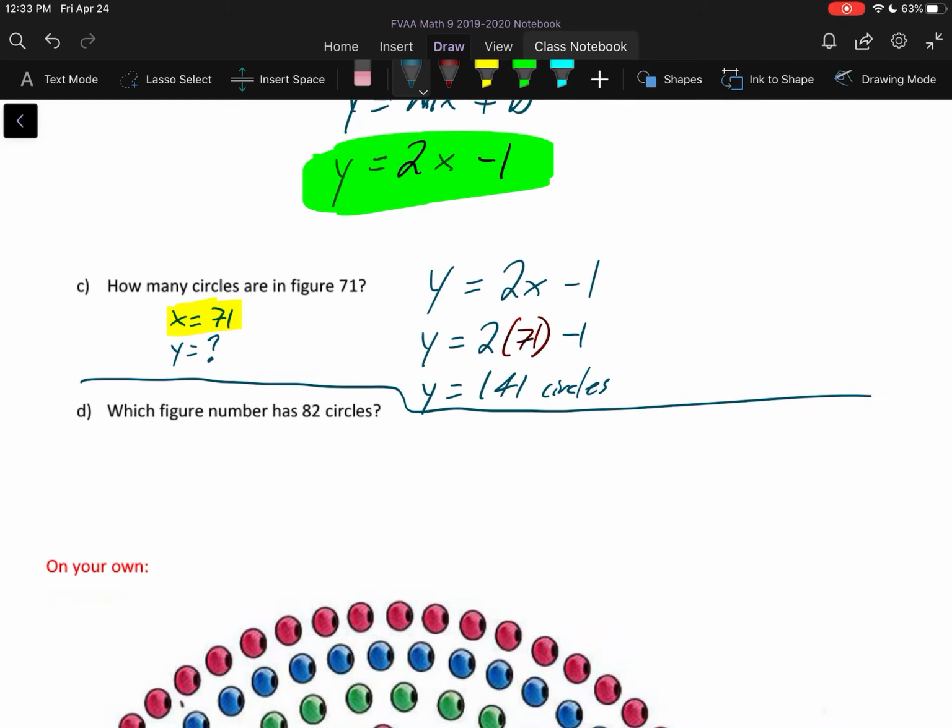Okay? And now let's look at another problem. Which is the figure number with 82 circles? In this situation, I don't know what x is. That's what I'm solving for. They tell me that the number of circles, which is my dependent variable, the y value, is 82 circles. So again, starting with my equation, y = 2x - 1, I substitute the value that I know. I'm going to replace y with 82, so 82 = 2x - 1.